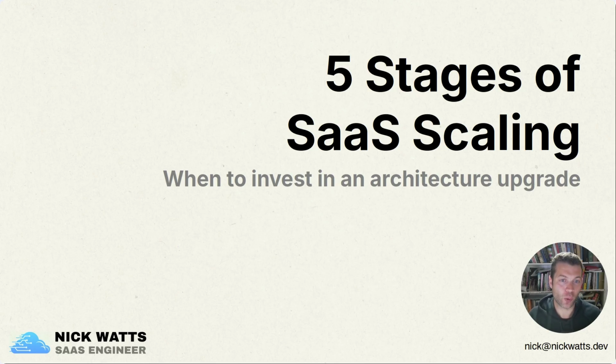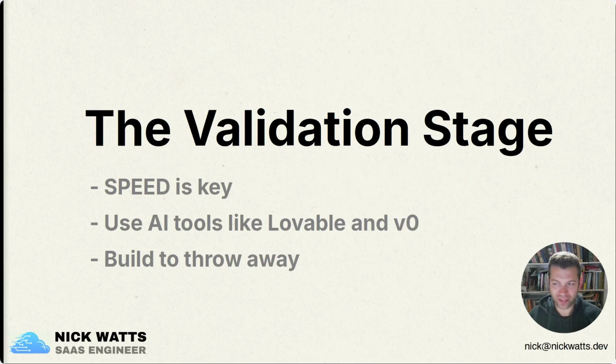So how do you keep your web application, your SaaS, running in production with zero downtime when you're onboarding hundreds and thousands of people? That's what we're talking about. So first stage of scaling a SaaS is the validation stage.